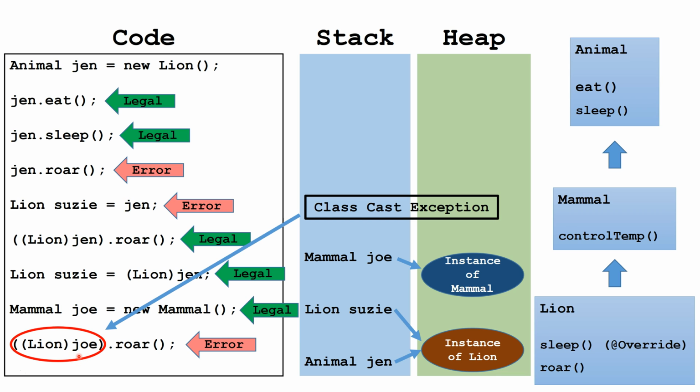While it will compile, we will end up with a runtime exception because Java will realize that Joe is not actually pointing at an instance of lion. The specific exception we will get is a class cast exception, because we cannot cast Joe as a lion if it is not pointing to a lion or a subclass of lion.